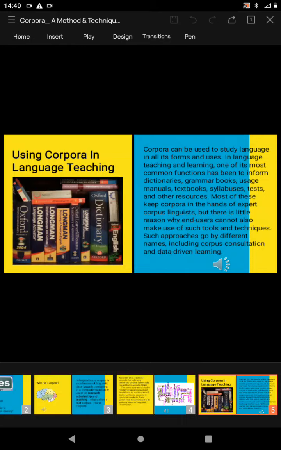How to use corpora in language teaching. Corpora can be used to study language in all its forms and uses. In language teaching and learning, one of its most common functions has been to inform dictionaries, grammar books, usage manuals, textbooks, syllabuses, tests, and other resources. Most of these keep corpora in the hands of expert corpus linguists, but there is little reason why end users cannot also make use of such tools and techniques. Such approaches go by different names, including corpus consultation and data-driven learning.